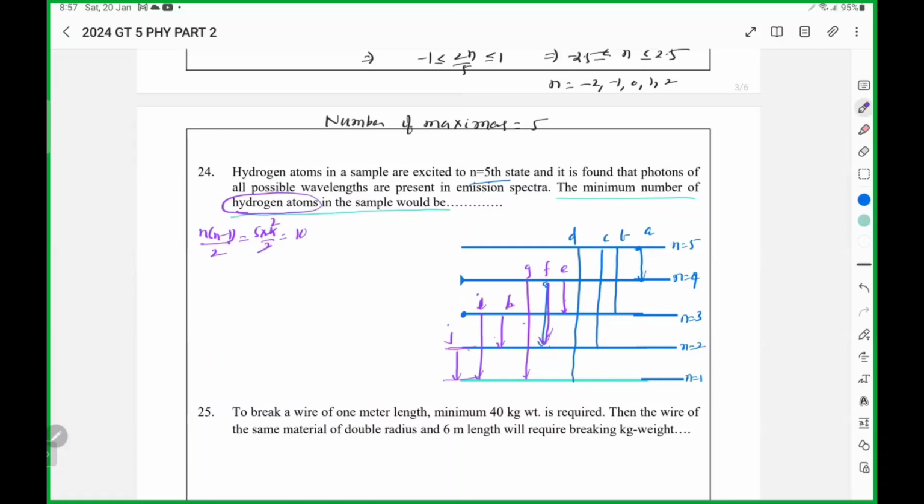So here, fifth to fourth, again fourth to 3, 3 to 2, 2 to 1. All these transitions can be done by one particular atom. That is, I'll write the order A, E, then H, I.